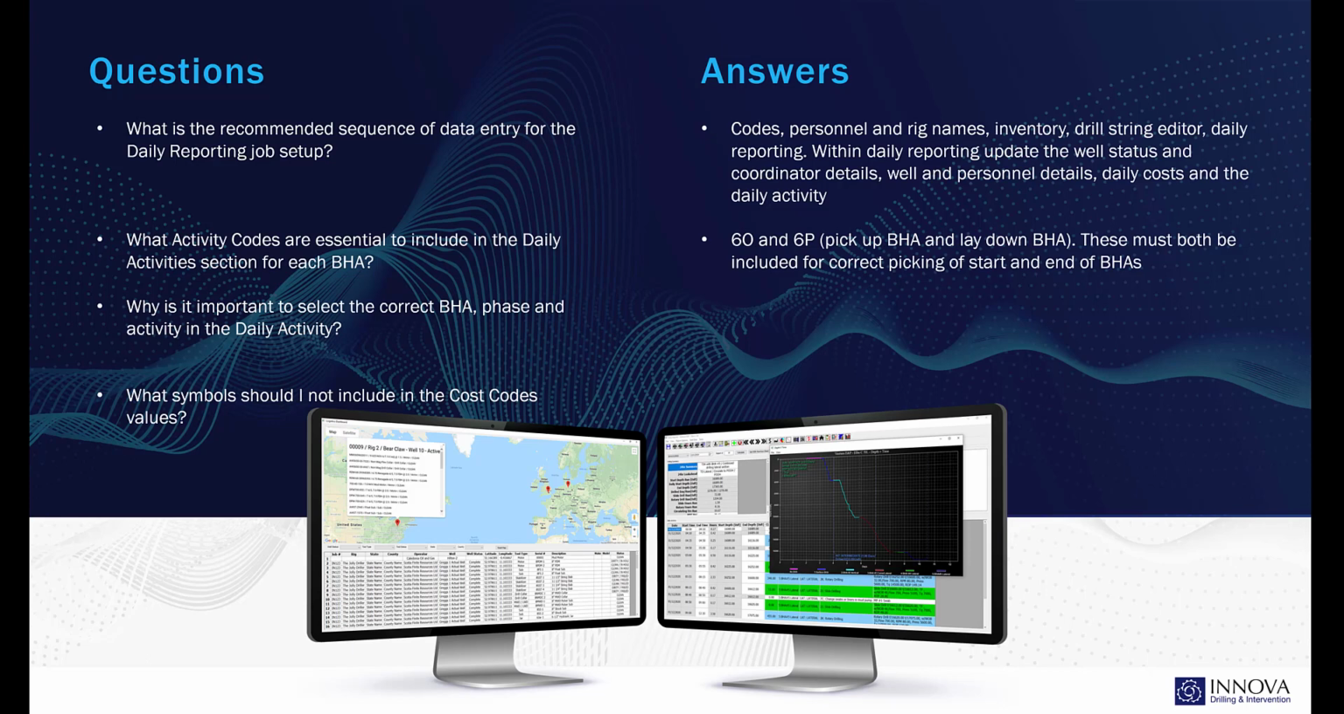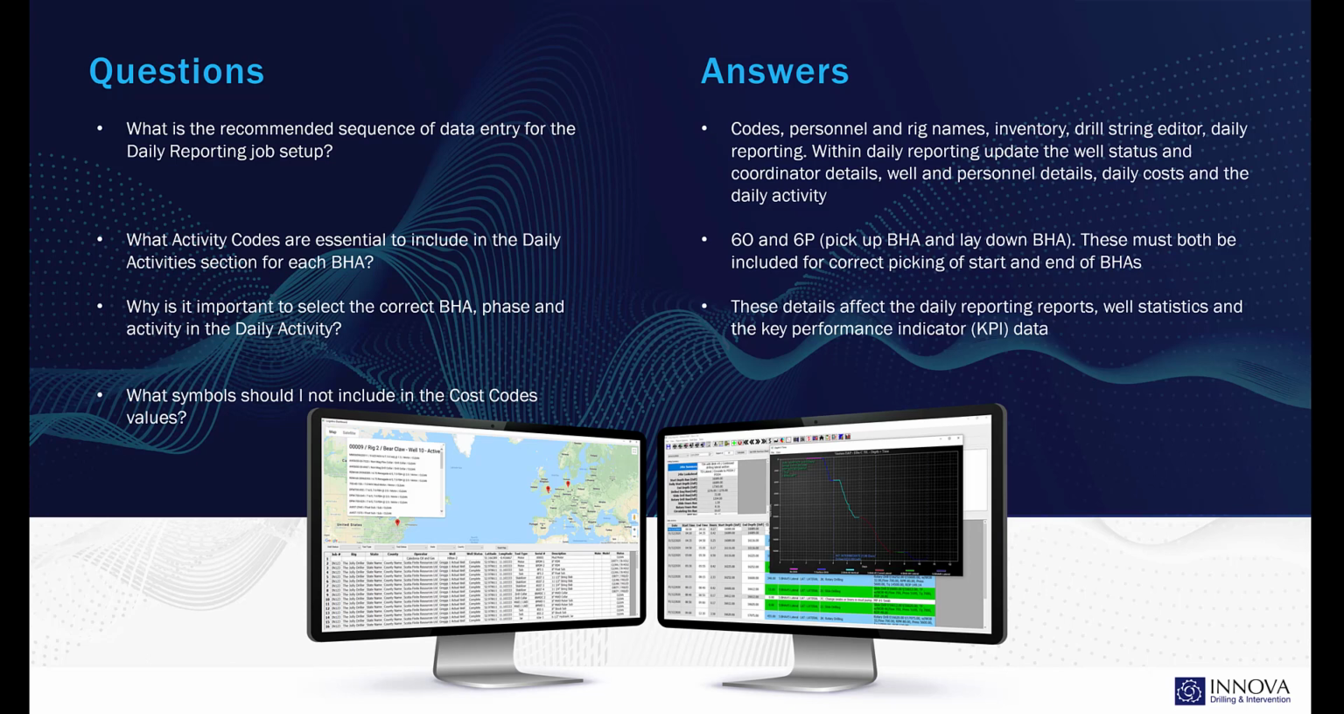Next question. Why is it important to select the correct BHA, phase and activity in the daily activity section? The answer, these details affect the daily reports, well statistics and key performance indicator data. So effectively they affect all the important results of the daily activity section. So really critical that you have the correct BHA selected, correct phase and the correct activity code.